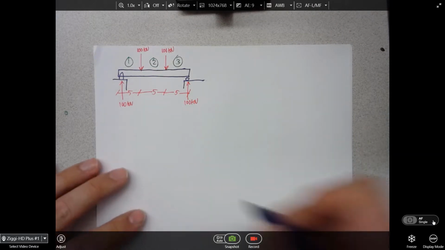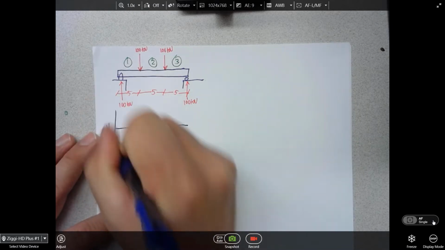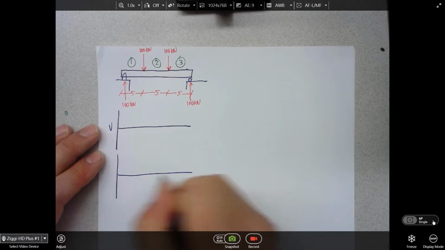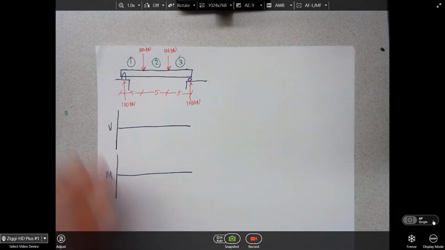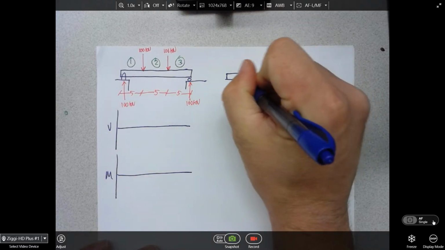So I'm going to go ahead and put my shear diagram right underneath it. Bending moment diagram underneath that one. Now let's do the free body diagram for region 1.